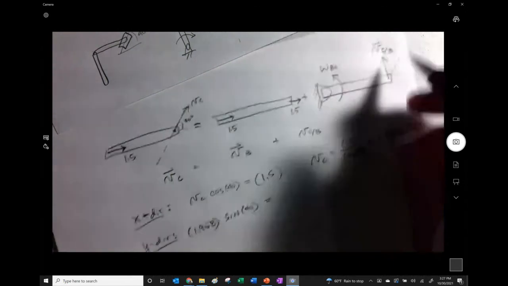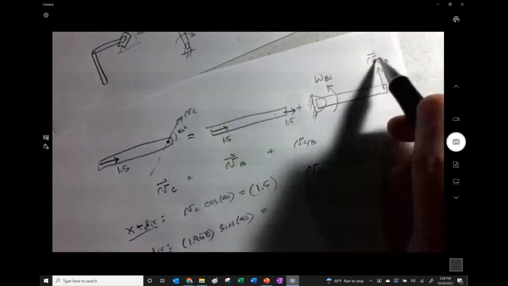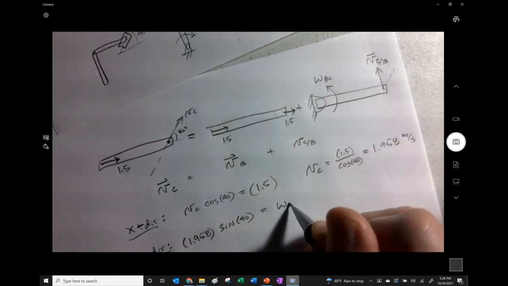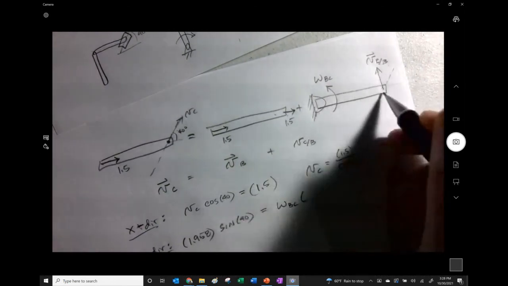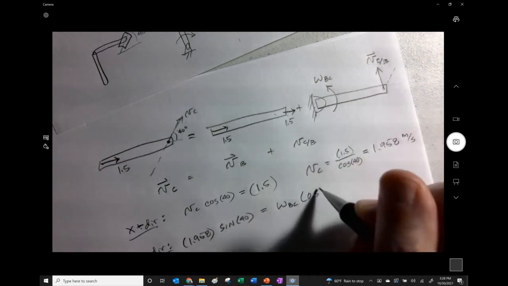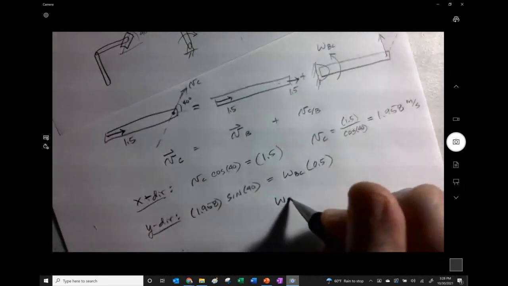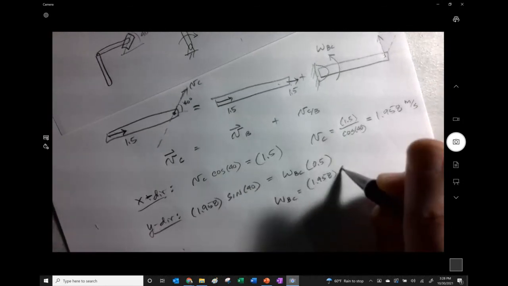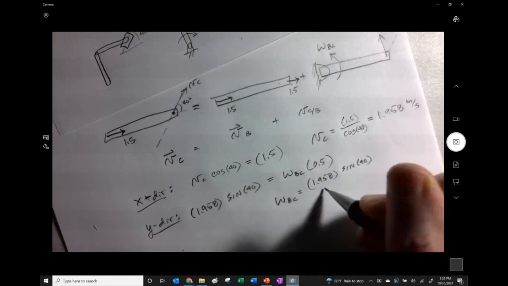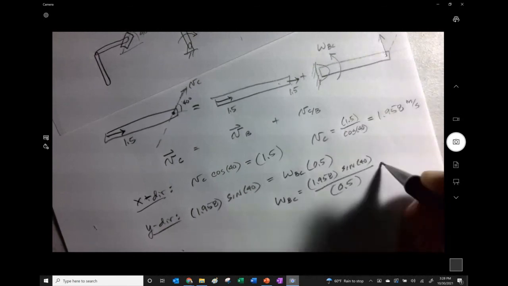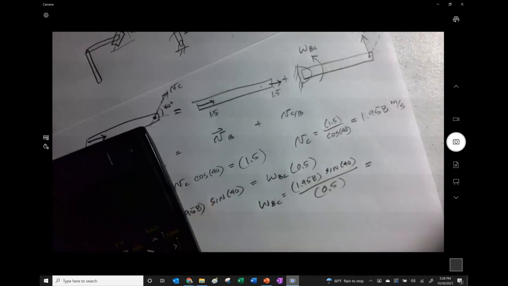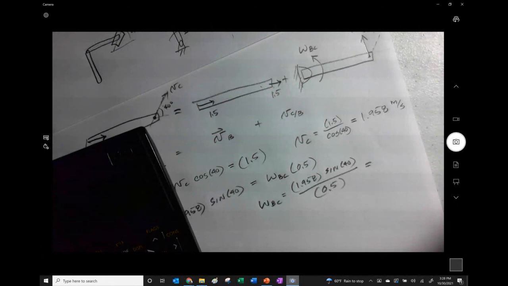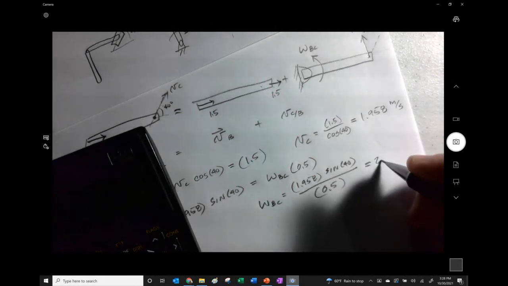But there's everything in the Y direction, and we happen to know that this velocity of C with respect to B is going to be omega BC times this length, which is 0.5. So we're able to find omega BC is going to be 1.958 times the sine of 40 divided by 0.5. I got 2.517.